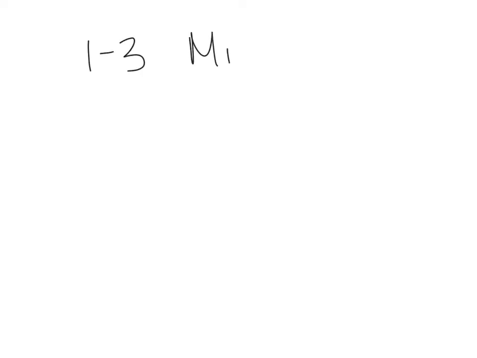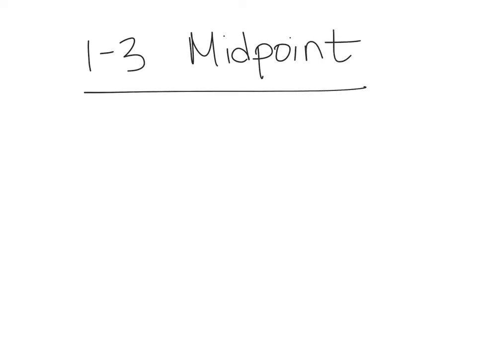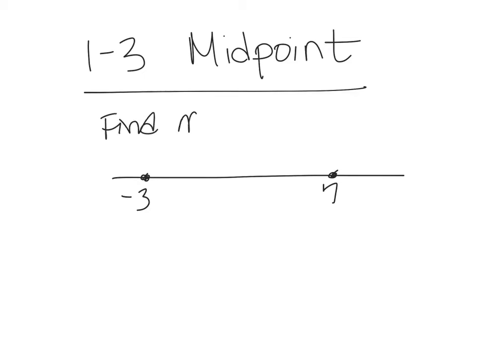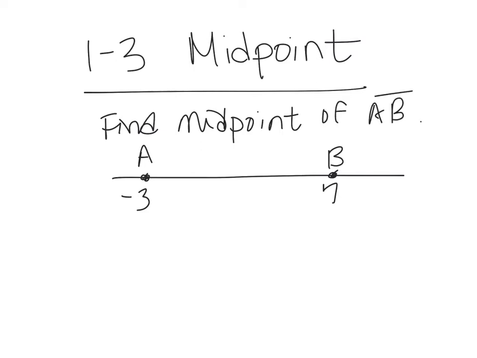So we're going to be finding the midpoint. First, on the number line, we have 2 points, and they are at, say, -3 and 7. So to find the midpoint of segment AB. All right, so the formula for midpoint, the coordinate, and you're finding the coordinates of the midpoint.